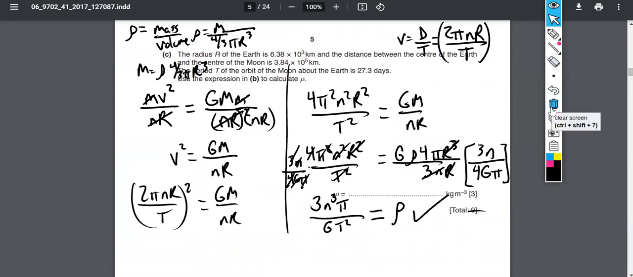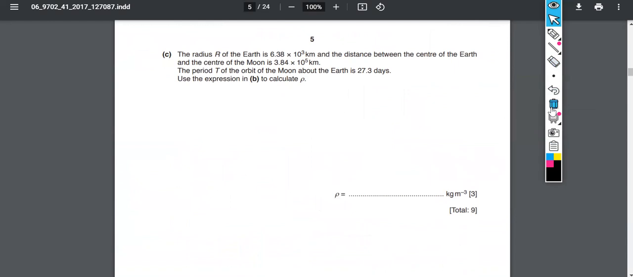All right, remember that expression, 3 pi n cubed over g t squared. It's still on your paper in front of you if you got it. That's what we have. And now we need to calculate the actual numerical value. How many kilograms per cubic meter is the density of the Earth? So first they give us the radius of the Earth and they give us the distance between the center of the Earth and the moon.